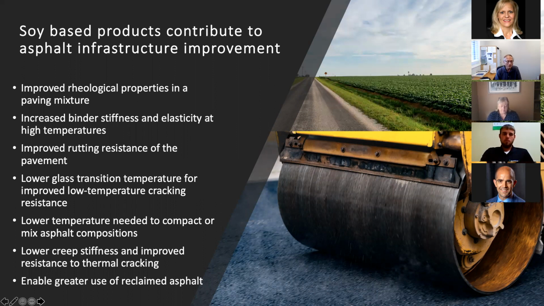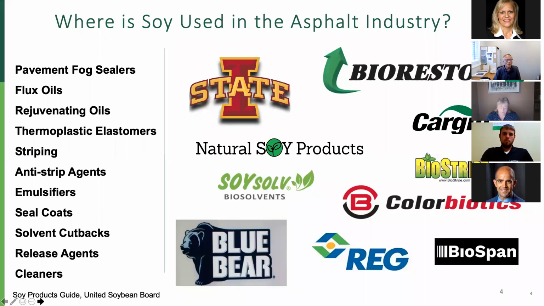All in all, because of the rheology and miscibility of the soy products, greater amounts of asphalt can be accommodated in the asphalt mixture. So just some examples of where soy is used in the asphalt industry: fog sealers, flux oils, rejuvenator oils. Something relatively new is the thermoplastic elastomers, striping, anti-strip agents. It's also used in emulsifiers and seal coats, solvent cutbacks, release agents, cleaners. It covers a pretty wide range in the asphalt industry.